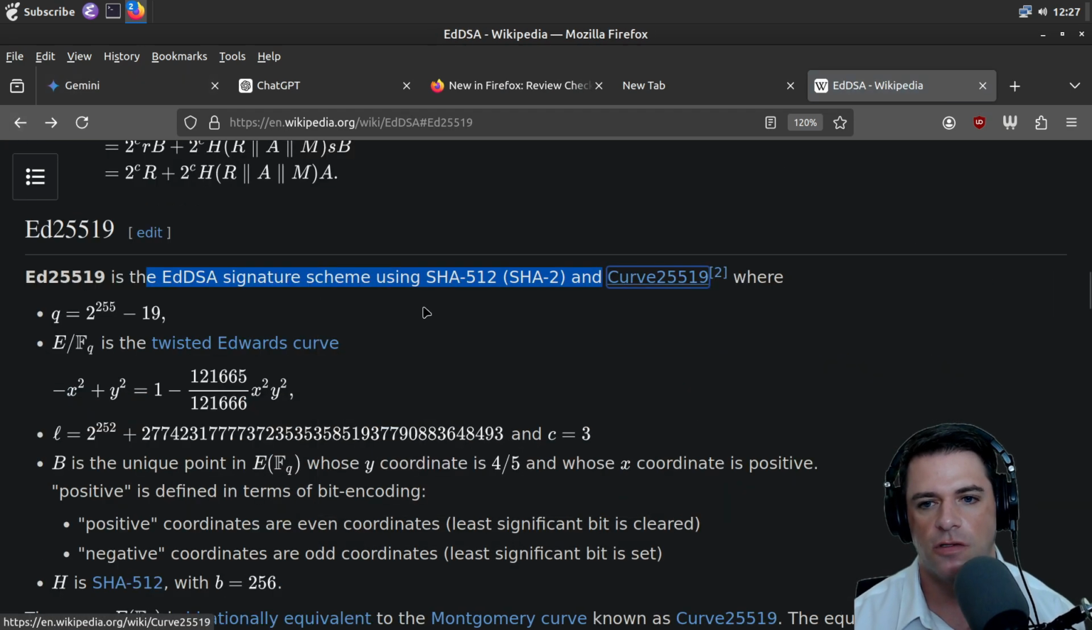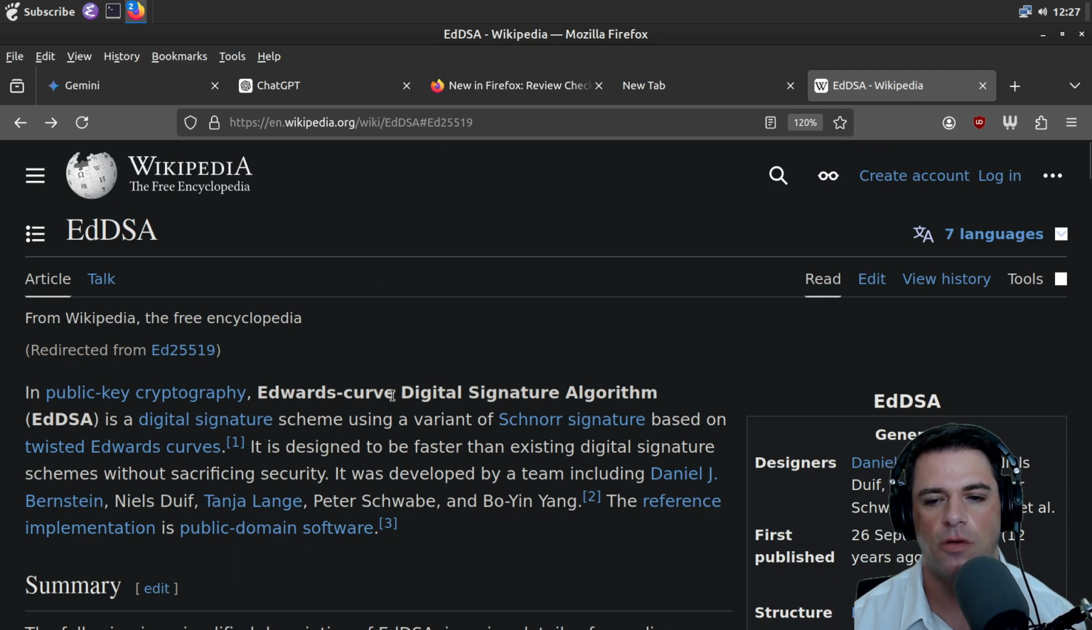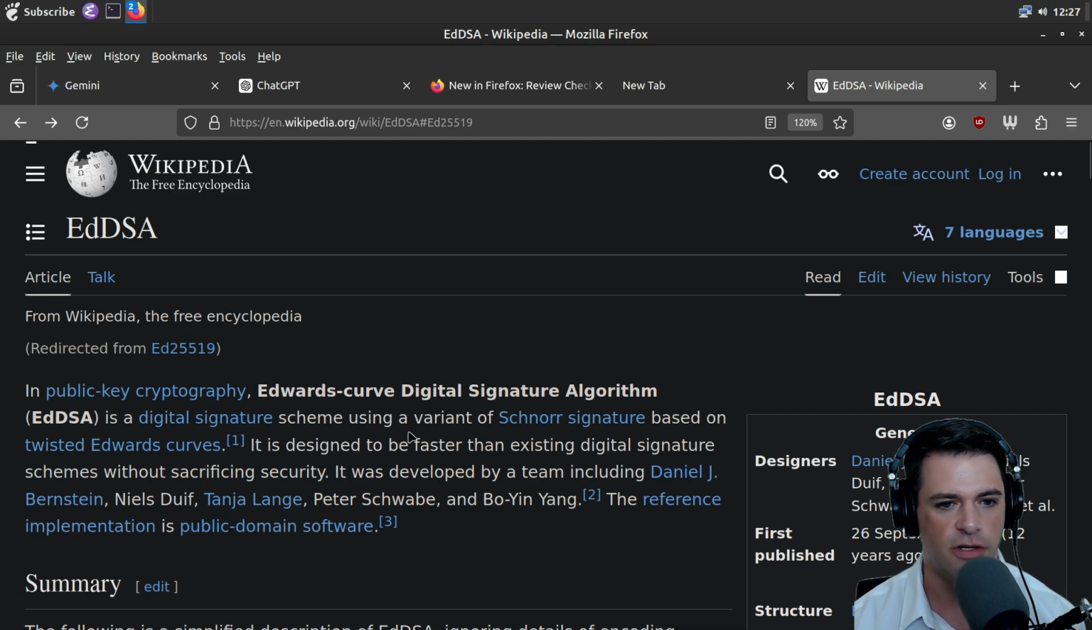Is ED always a signature scheme? Is this something I've forgotten? Oh yeah, EdDSA, the Edwards curve digital signature algorithm. Okay.